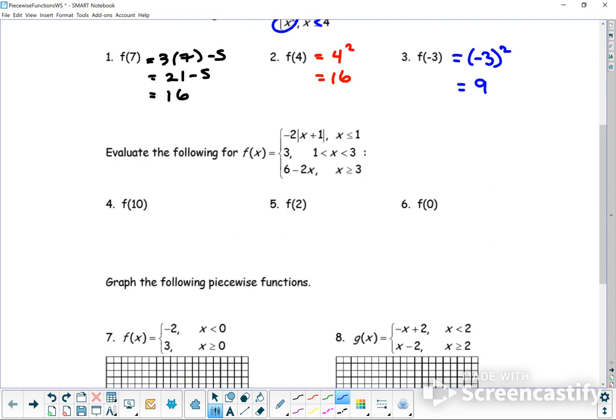Same thing here. Again, I already kind of showed you how to find the answers. So, 10. Where is the 10? Well, 10 is bigger than 3 right here, so we're going to use this equation. This will be equal to 6 minus 2 times 10, which is 6 minus 20, and this will get you negative 14.